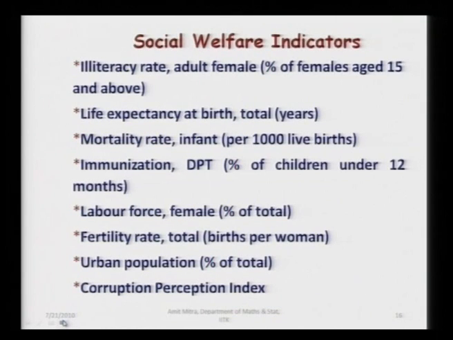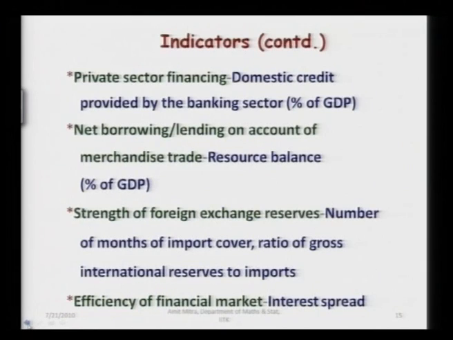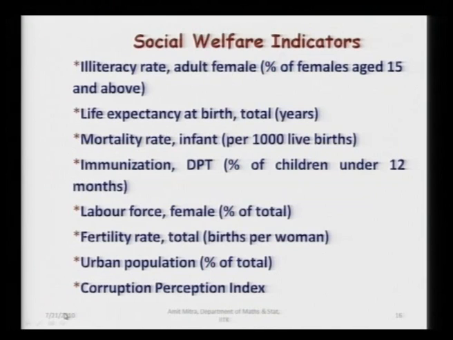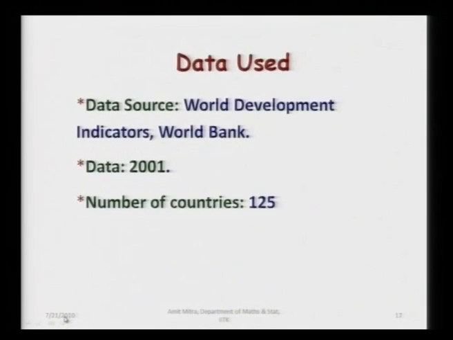In addition to these previous indicators, which basically are economic fundamental indicators, we also consider some social welfare indicators, because the health of a particular country is also looked upon when one is concerned about the social welfare level of that country. These are standard variables used in order to measure social welfare of various countries: illiteracy rate, adult female, life expectancy at birth, and various others such as labor force, female fertility rate, urban population, corruption perception index, and so on. The majority of the data have been collected from world development indicators.